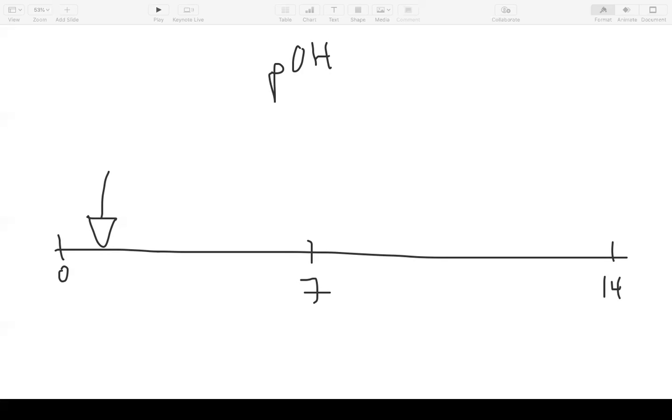So, what if I told you it was actually basic? Whenever we're reading tables, it's important to look at the titles. Because it's pOH, the lower the number, the more basic it is. If this was a pH, then you would be right, but we're looking at pOH. So that's that.